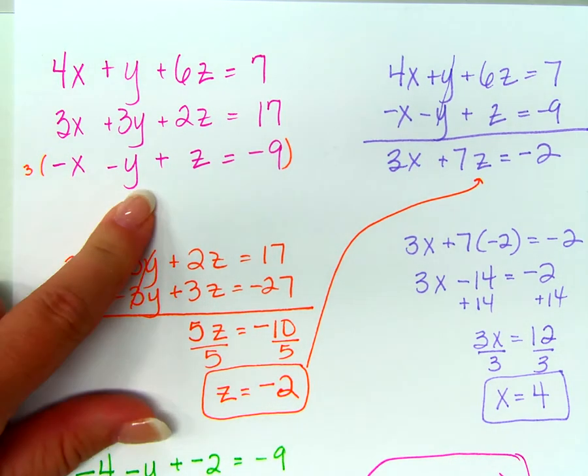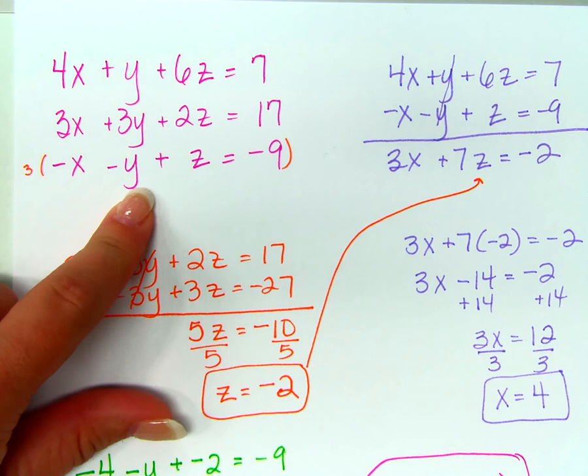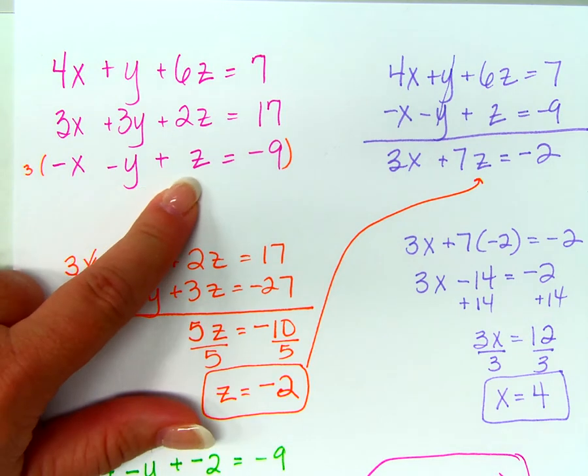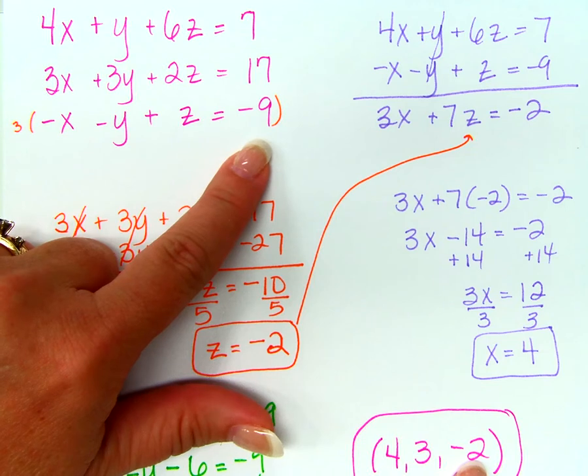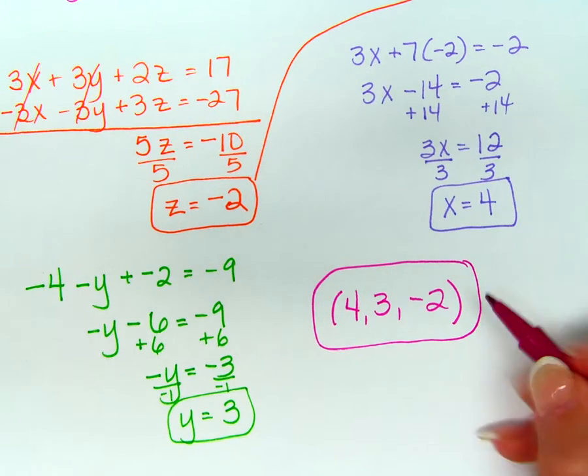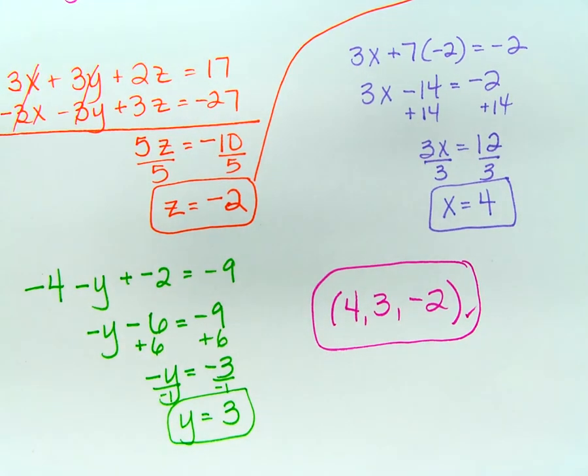Negative 4 minus 3. Negative 7 minus 2. Negative 9, are we good? So we're sure that this is the right answer? Because I've checked it. Okay? Are you ready to be upset? Okay.